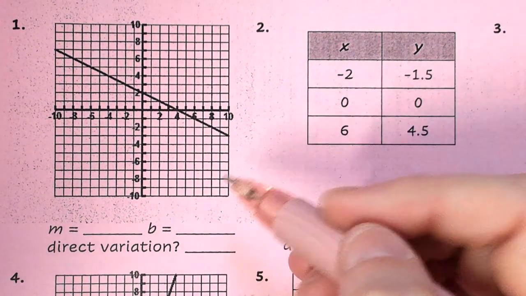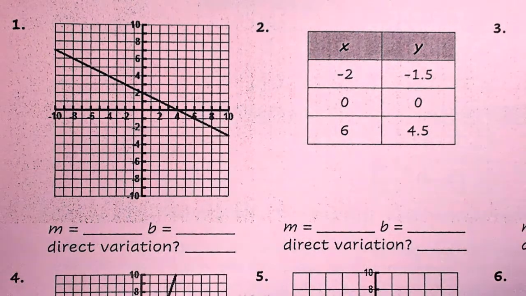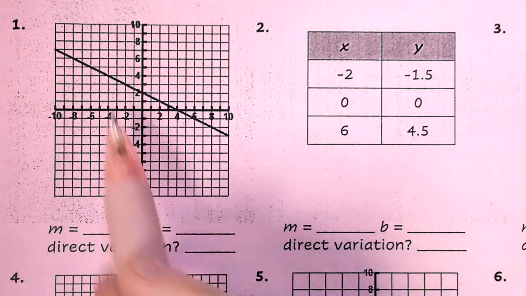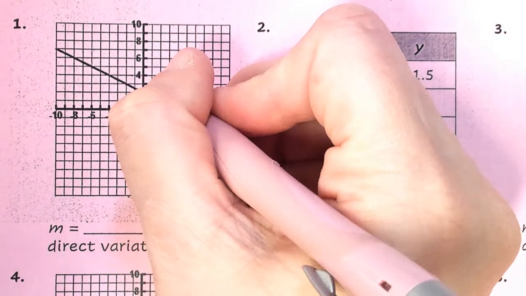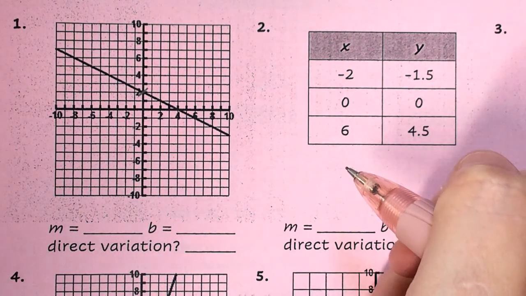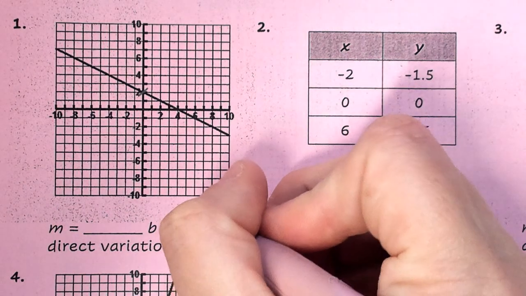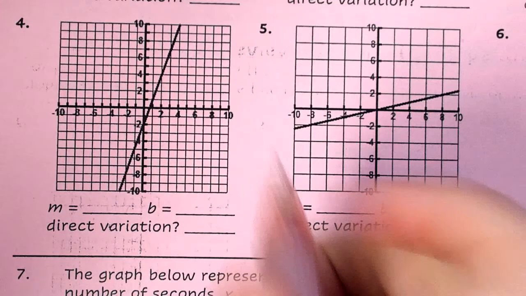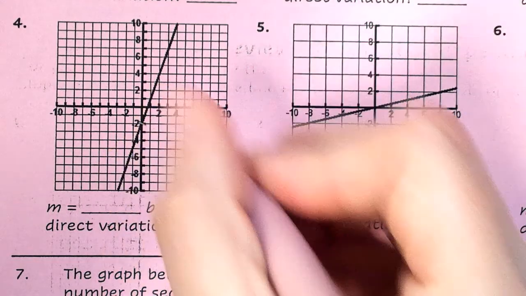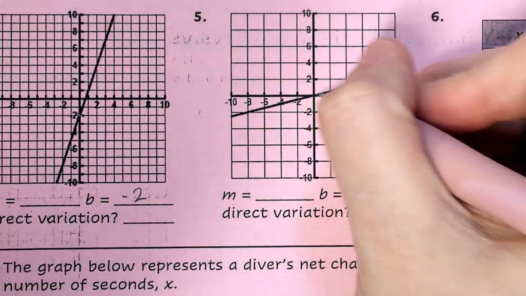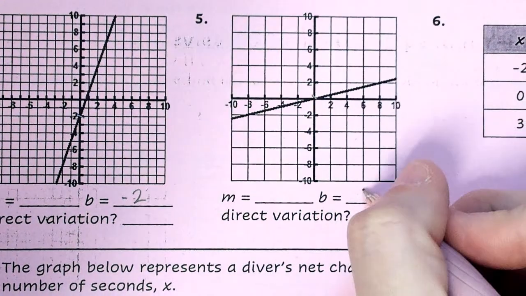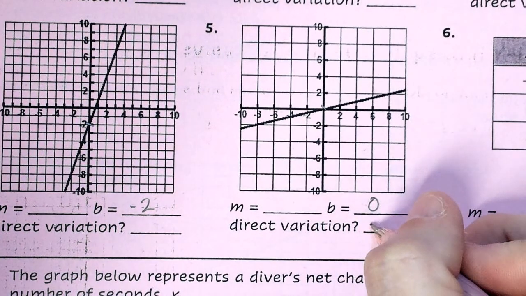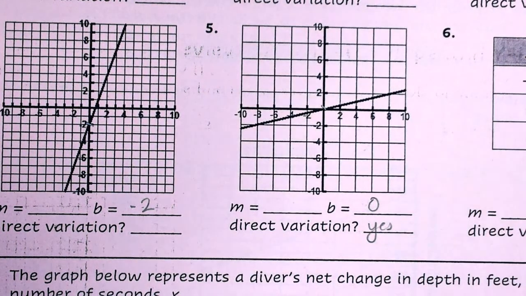Okay, so for question 1, 4, and 5, those are finding slope and y-intercept on a graph. So remember, the y-intercept is always the easiest one to find. It's where does it cross the y-axis? Well, it crosses at 2. Okay, for this one, it crosses at -2. For this one, it crosses at 0. And if it crosses at 0, that makes it direct variation.